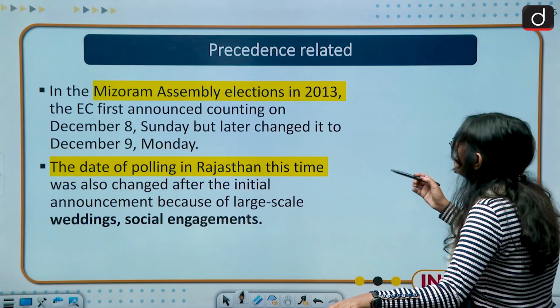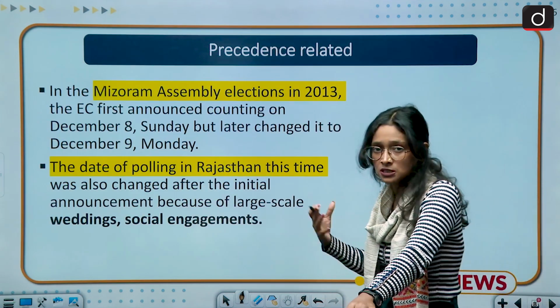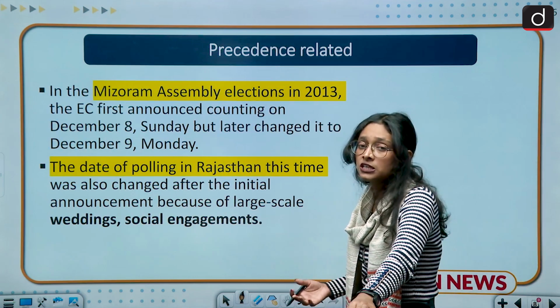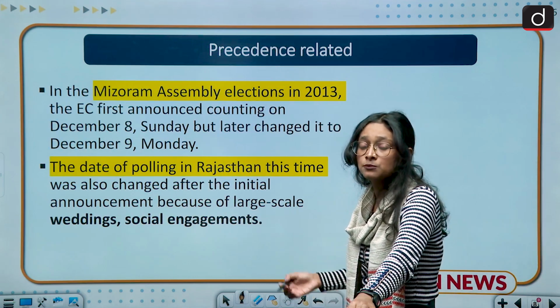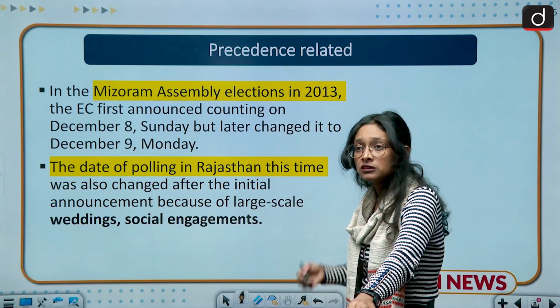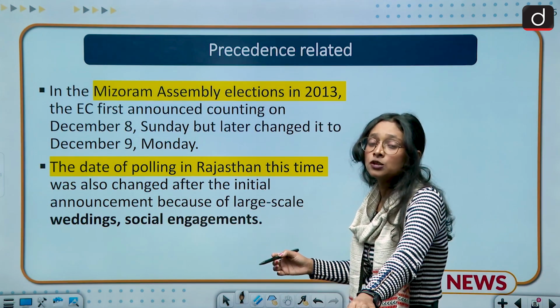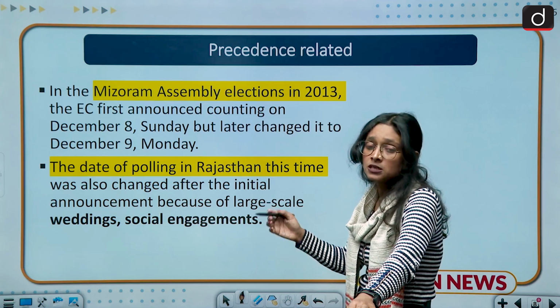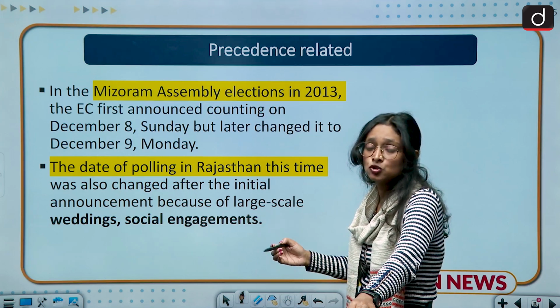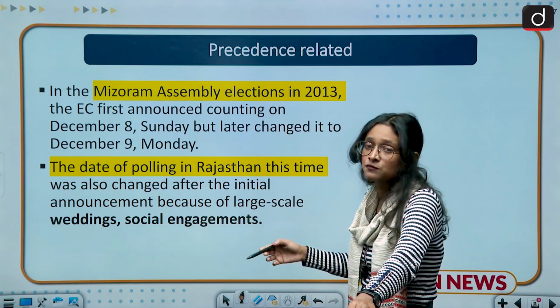The next slide is about precedents. Do we have precedents related to it? Yes, in 2013 we had such a precedent in Mizoram itself, when the polling day was decided on a Sunday. It was asked that it be shifted to another day, and it was shifted.